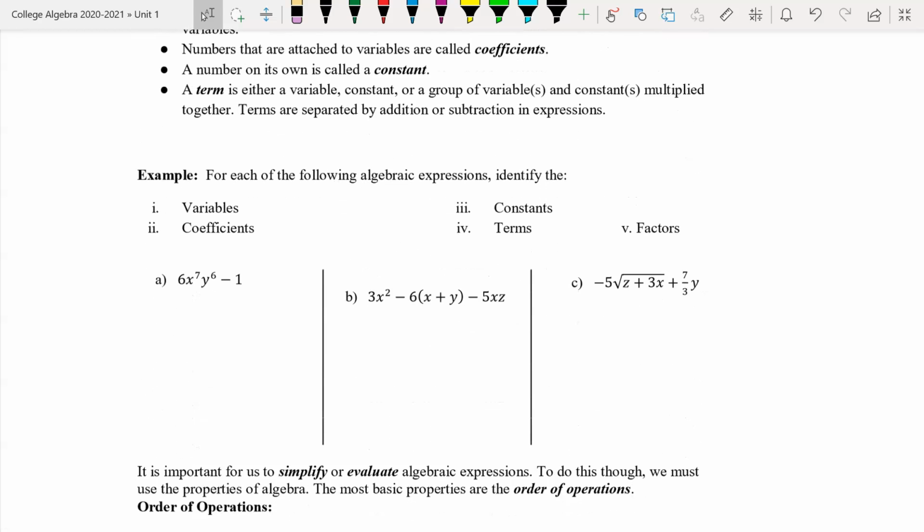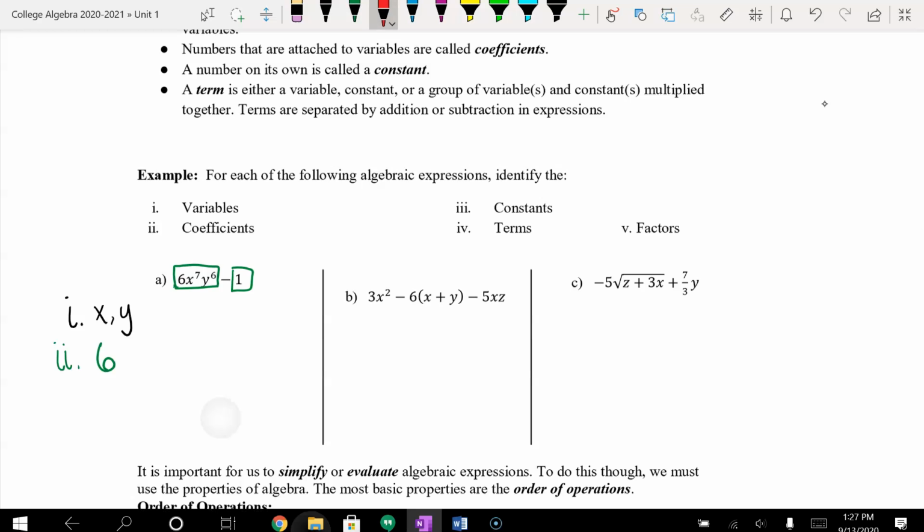For this first one, we'll go through and talk about variables, coefficients, constants, terms, and factors. Variables in this case are x and y, the ones that I see letters for. For my coefficients, this is one term because there's a subtraction sign here that separates it. My coefficients are the numbers in front of the variables, and in this case, it's just 6.